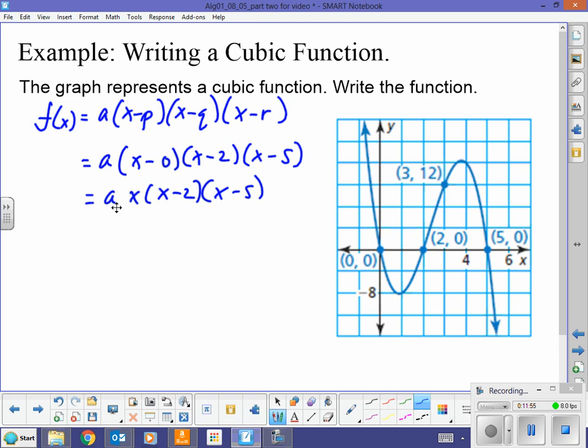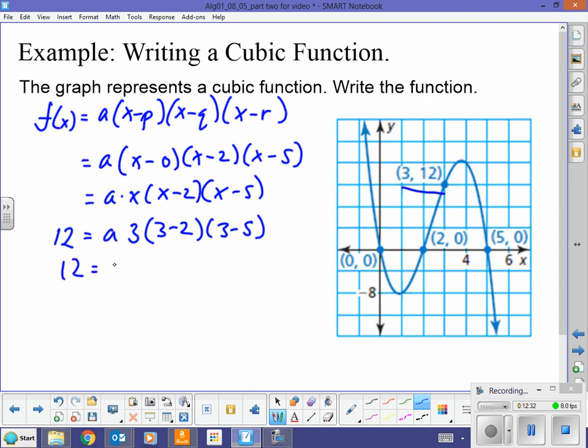And then I'm going to use the other point, 3, 12 here, to find the value of a. So let's do some substitutions. I'm going to say that this whole thing is equal to 12. And that's equal to a times, what's my x? 3, right? We're using this point here. 3 times 3 minus 2 times 3 minus 5.